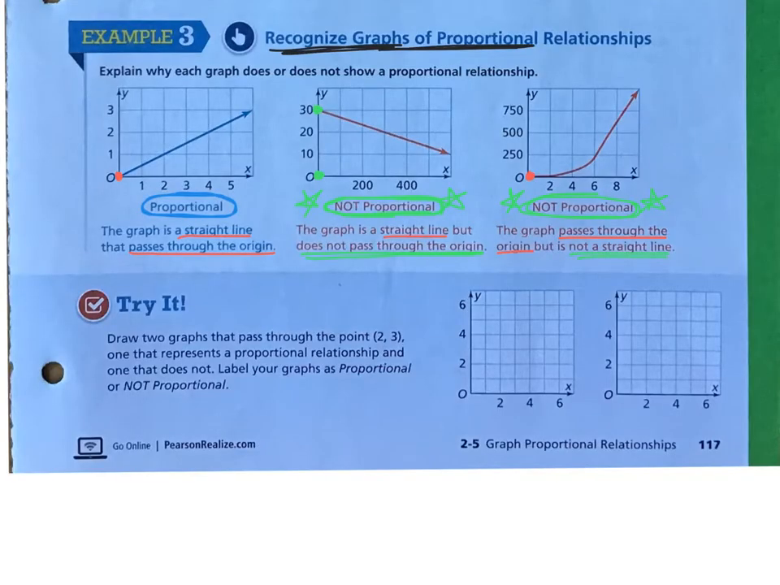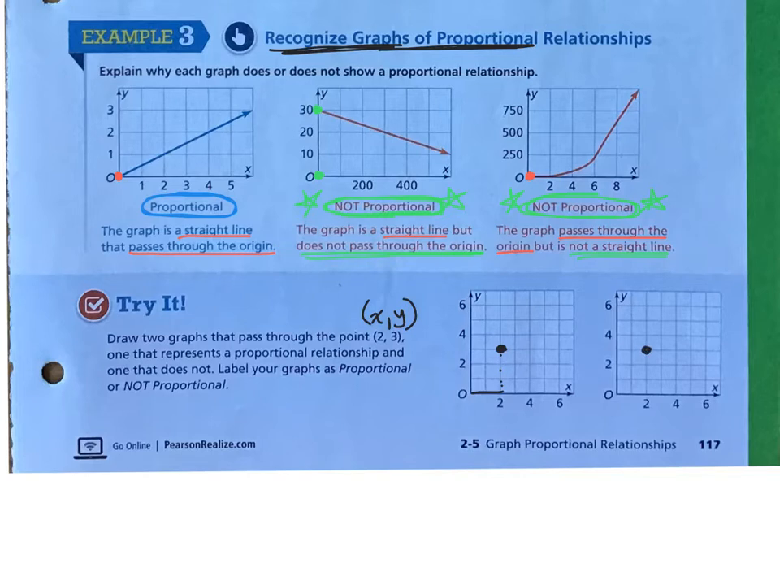The last try it asks us to draw two graphs that pass through the point (2, 3). So the first thing that we need to do is place that ordered pair on each graph. (2, 3) means the x-coordinate is 2 and the y-coordinate is 3. So we're going to go over 2 and we're going to go up 3, and the same thing on the second graph.